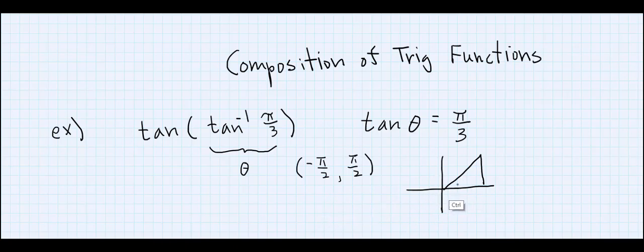So we have tangent theta. Here's the theta. Definition of tangent is y over x. So what is your y? Pi. What is your x? 3. So that is tangent theta equals pi over 3. Now let's go back over here. That is a theta. Now this theta right here is the same thing as this theta over here. So what is tangent theta? Well, it's pi over 3. Our final answer will be pi over 3.